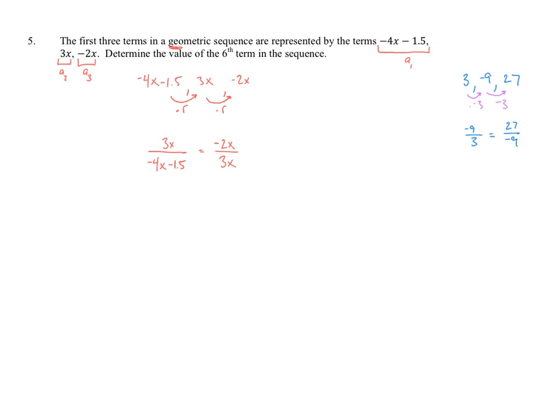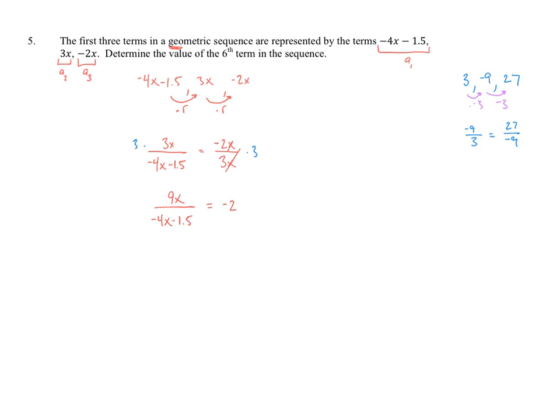So I can set those two things equal to each other and solve this equation to find out what x is. So now we're just going to go through the process of solving for x here. One thing that I would do really quickly is cancel these x's because x divided by x is just 1. And then the next thing that I would probably do would be to multiply both sides by 3. So I'll do that next. Now I have 9x over negative 4x minus 1.5 equals negative 2. All right.